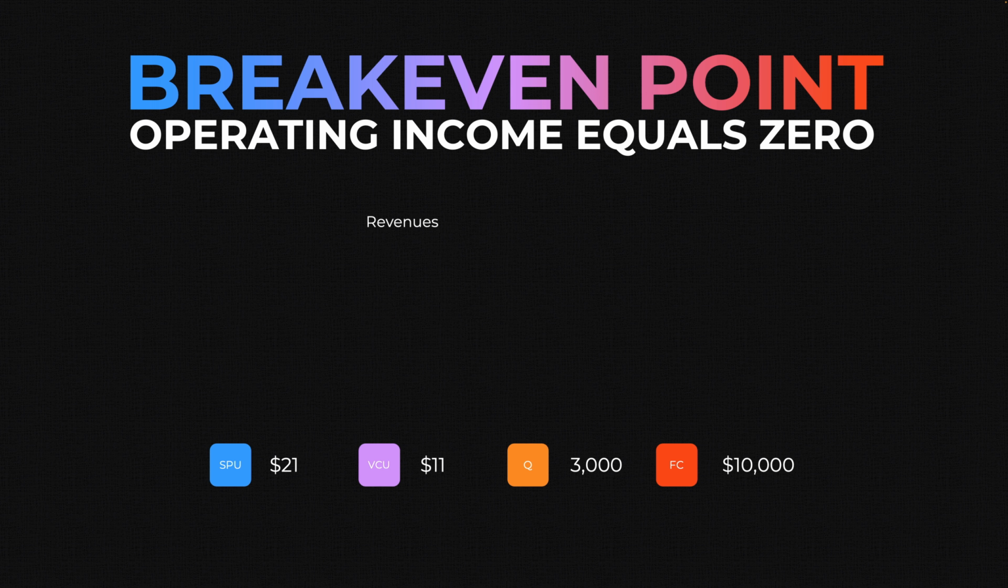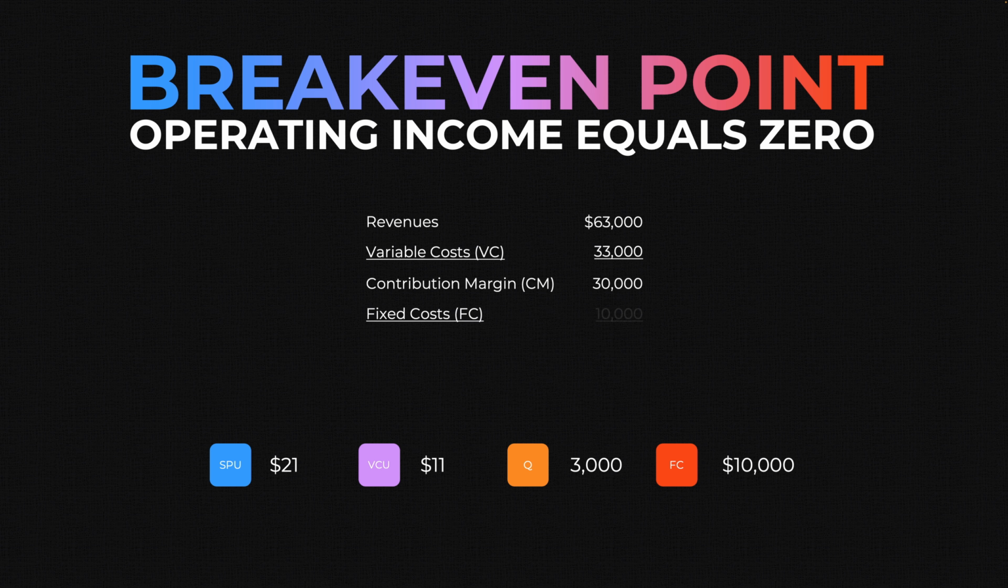Revenues will be $21 multiplied by 3,000 units. That's $63,000. Variable costs, $11 multiplied by 3,000 units, is $33,000. So the contribution margin is $30,000. If we subtract the fixed costs of $10,000, operating income is equal to $20,000. Remember, all of this is true for this situation where sales are now at 3,000 units.